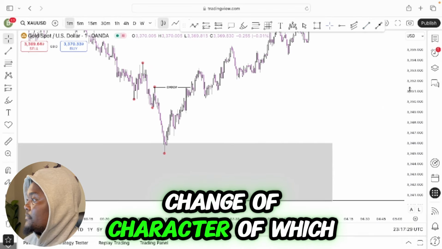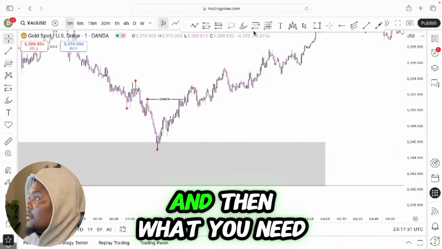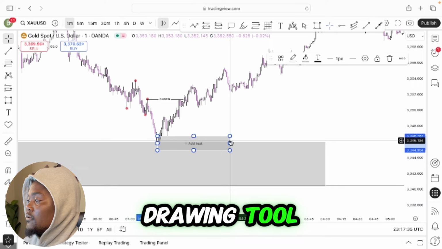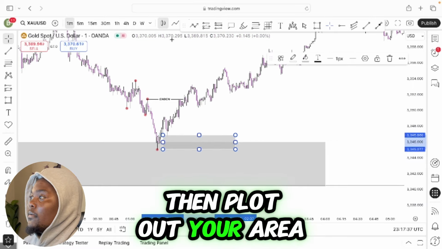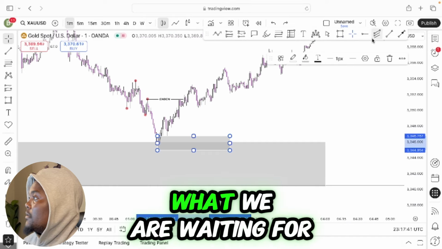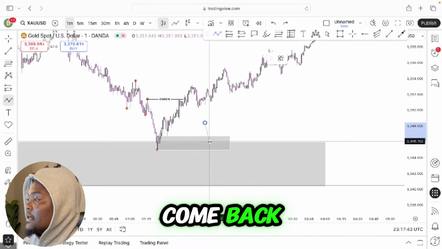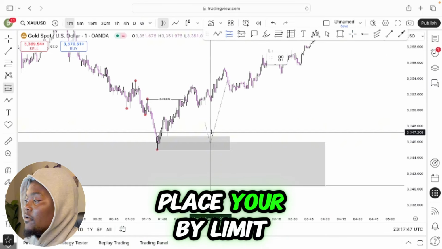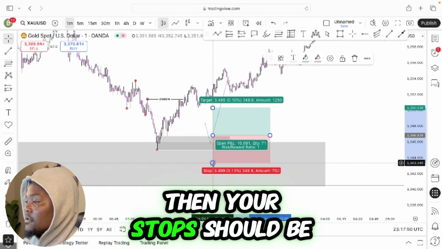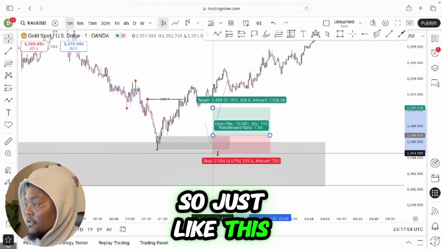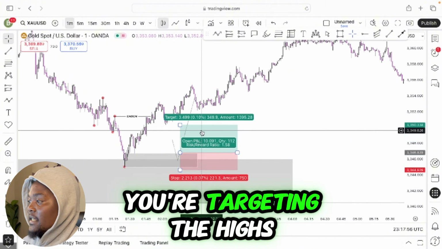Change of character, which is nice. And then what you need to do is take your drawing tool, then plot out your area of interest. So let me just put it back like this. What we are waiting for is for the market to come back and tap into this area, then that is when we can buy. So you place your buy limit, then your stops should be just below. Just like this would be fine. Then you're targeting the highs.